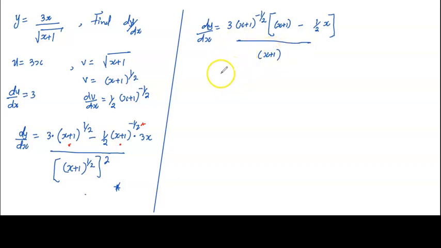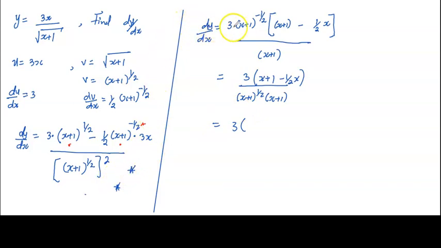We can continue with the simplification. This negative a half is better when it is down, so I have it down here: x plus 1 to the power of a half, and then x plus 1. Up here, I open the brackets, so I have x plus 1 minus a half of x. The 3 is outside here, but the differentiation process is already over. Now this is just algebra, simplifying the expression, but the derivative process ended here. That's where the quotient rule ended.